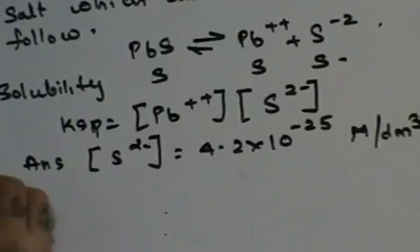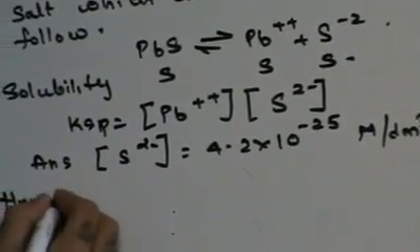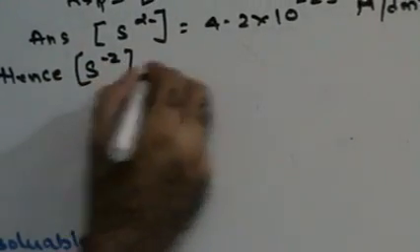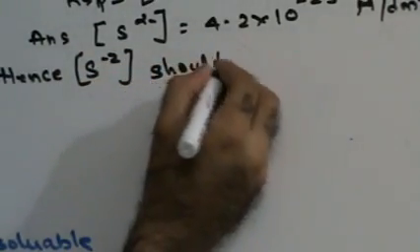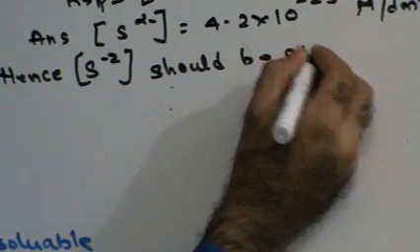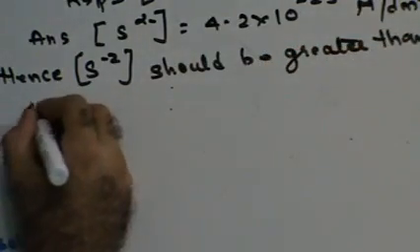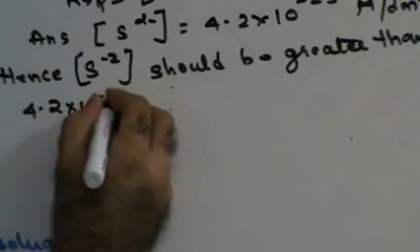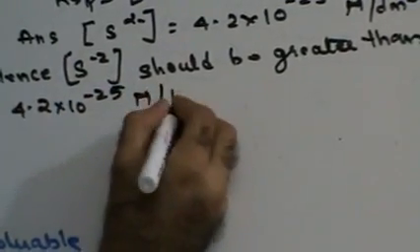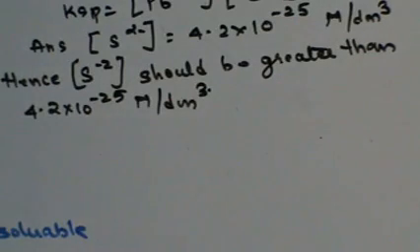But you want a precipitate, so you will say hence sulfide 2 minus should be greater than 4.2 into 10 raised to minus 25 moles per decimeter cube, right? That is the sulfide ion concentration required. Next, take on next one please.